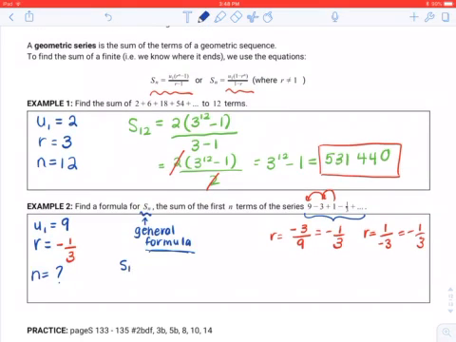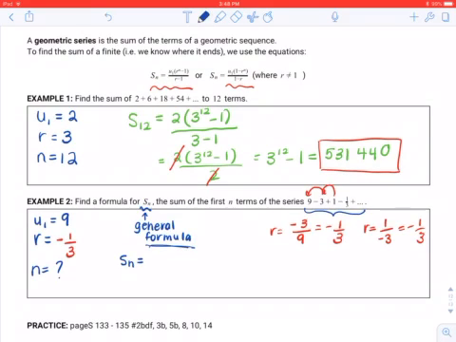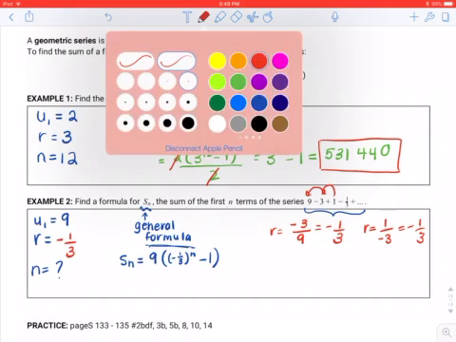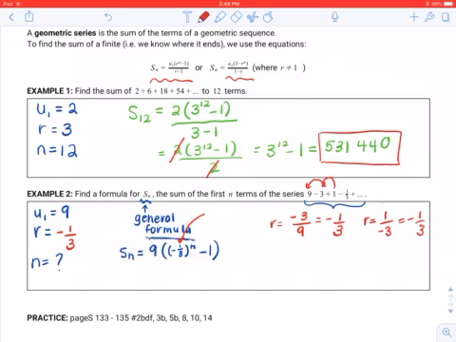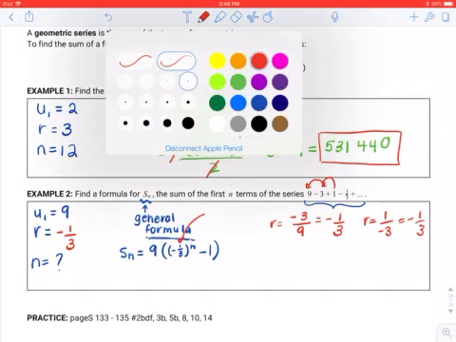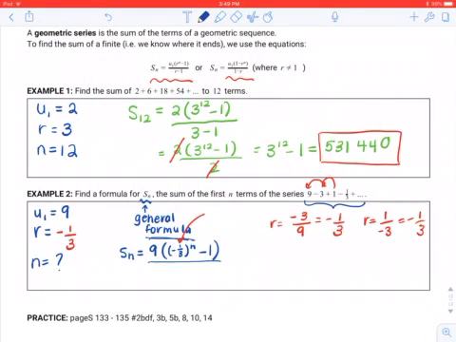So setting this up, I end up with Sn equals u1, 9, times r to the power of n, so times negative 1/3 to the power of n, minus 1. Notice that I'm putting my brackets here because my r value is negative. I'm raising that whole thing to the power of n, including the negative. So I've got to put those brackets there. And all of that is divided by r minus 1. So negative 1/3 minus 1.